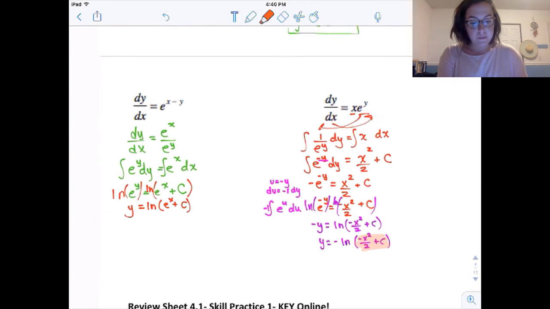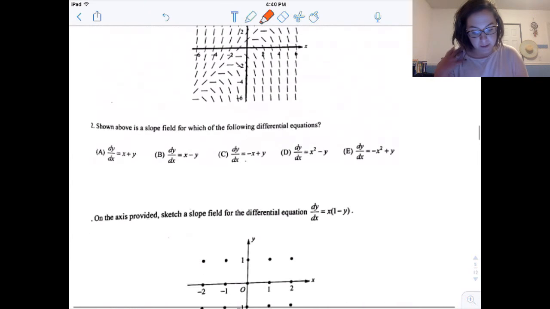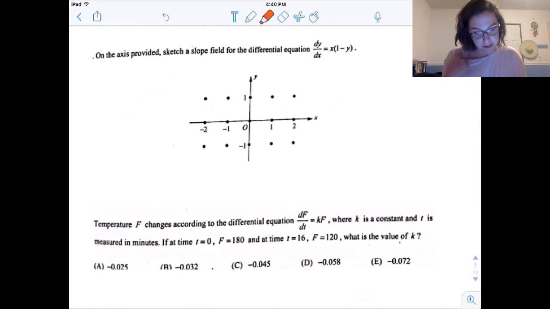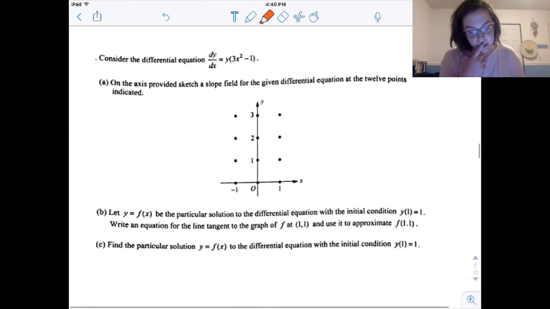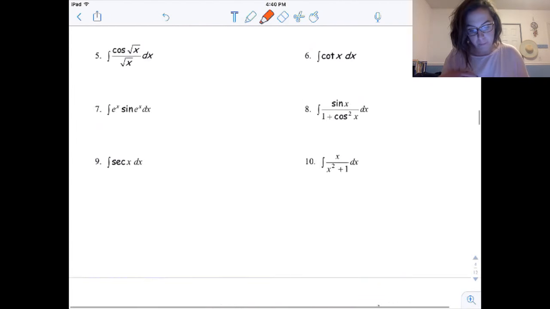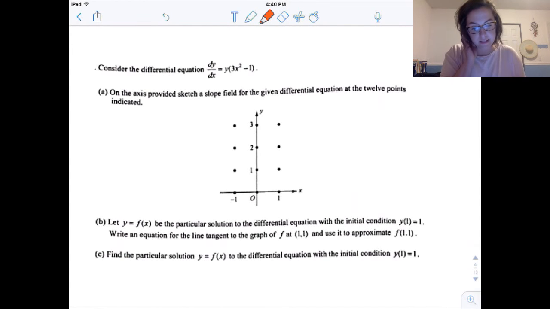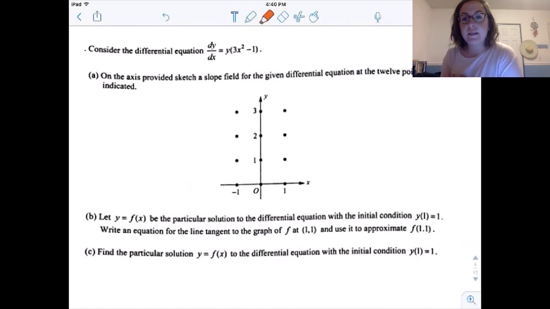Okay, so the first question I got from a lovely viewer is about tangent lines. So I'm going to scroll through this really quick and see if there's one where we had to do that. So this is on review number 2. No, this is still on review 1. And it is this question right here that says, consider the differential equation dy/dx is y times (3x squared minus 1). So to start off, we've got A, B, and C. This would be a 9-point free response.